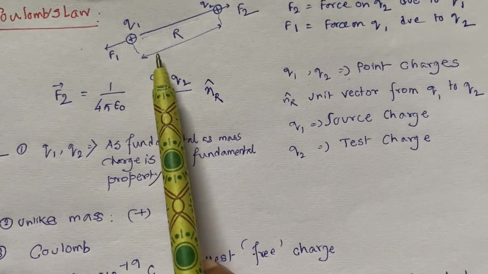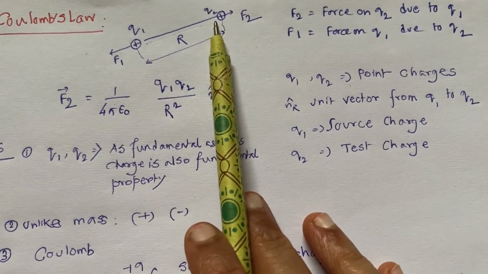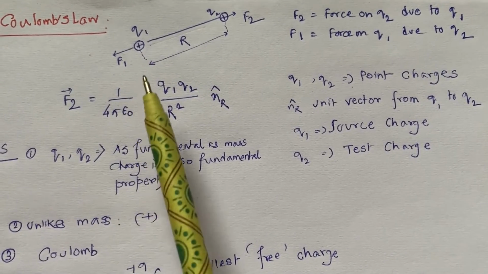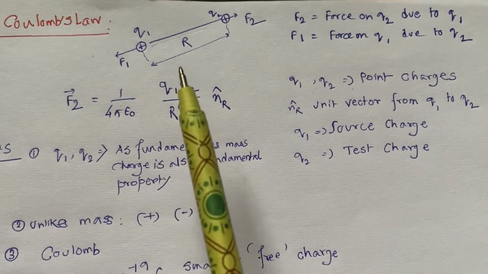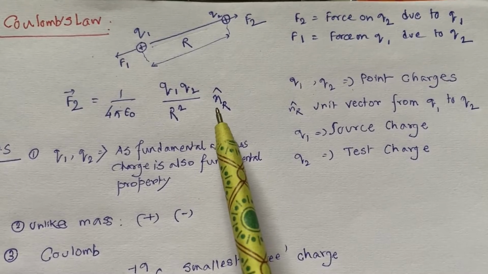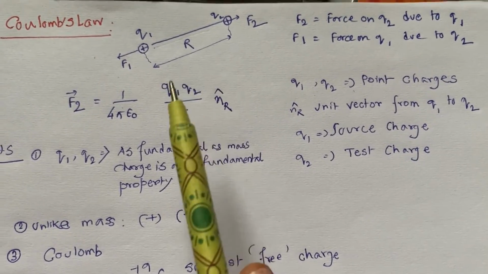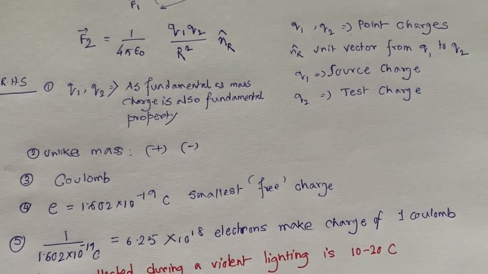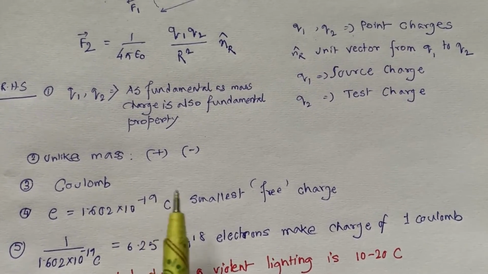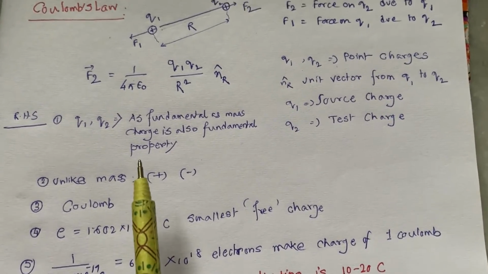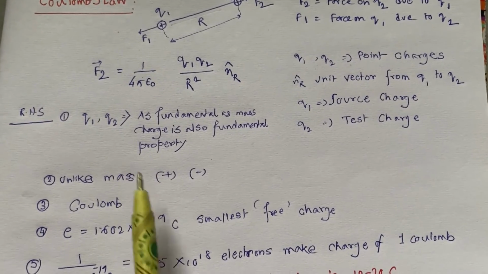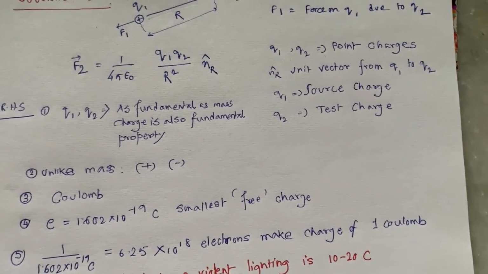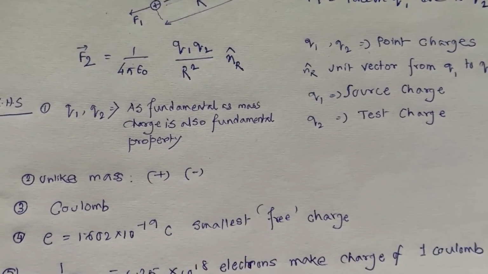If I want to take q2 as my source charge and q1 as my test charge, then I will write F1, and this would be minus R cap. This is a constant. I will discuss it afterwards. There are some points which I need to discuss about this wonderful law.